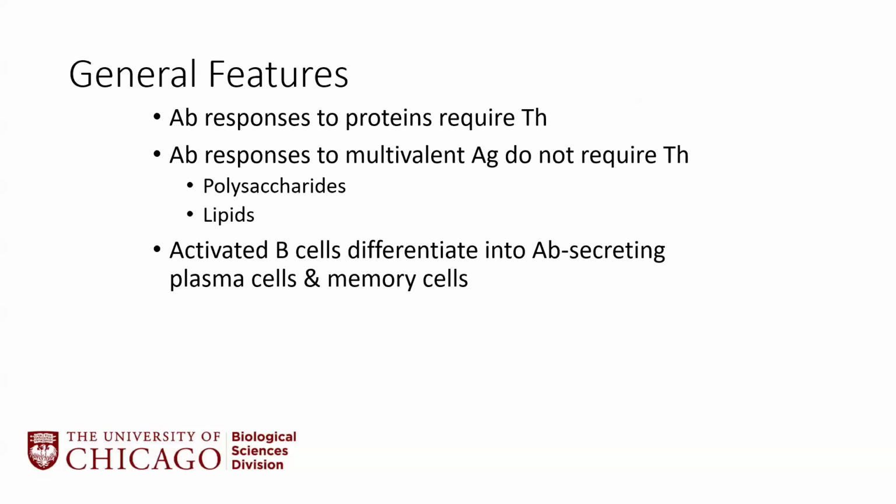Okay. So antibody responses to protein require T helper support. Remember, this happens in that lymph node. The T cell is activated first, it travels to the B cell zone where it can help activate a B cell. But if a B cell is responding to a multivalent antigen, it does not require T helper support. This happens the minority of the time, to things like polysaccharides and lipids.